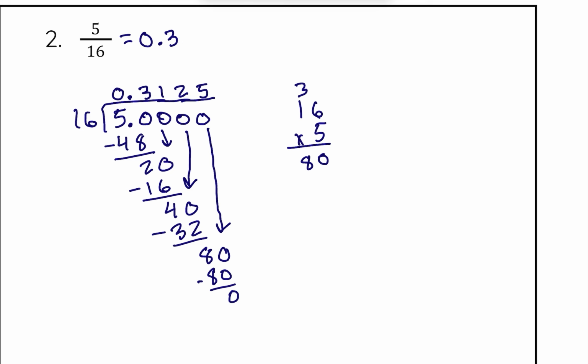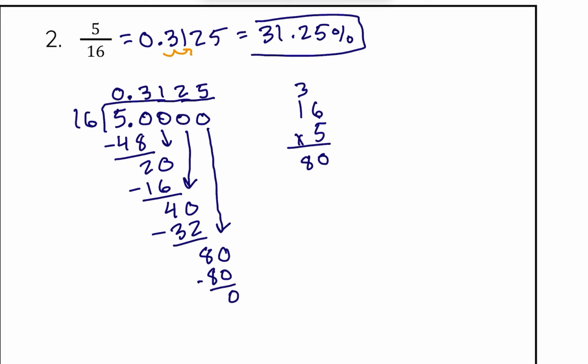So 0.3125 is the decimal that's equivalent to 5/16. And then again, to convert that to a percent, we move the decimal 2 places to the right, and that'll become 31.25%. So this means that 5/16 is equivalent to 31.25%.